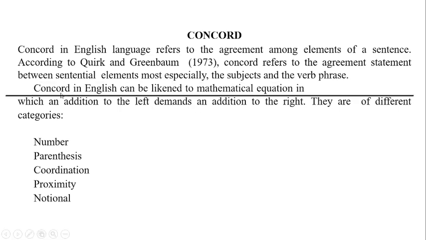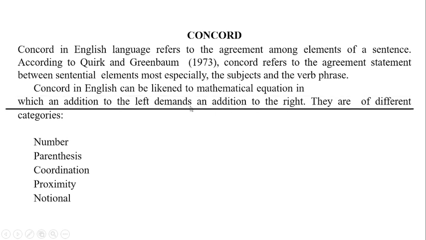Now, Concord in English can be likened to a mathematical equation in which an addition to the left demands an addition to the right, so as to achieve balance. If you add to the right, you add to the left. The right here refers to the subject and the left refers to the verb.